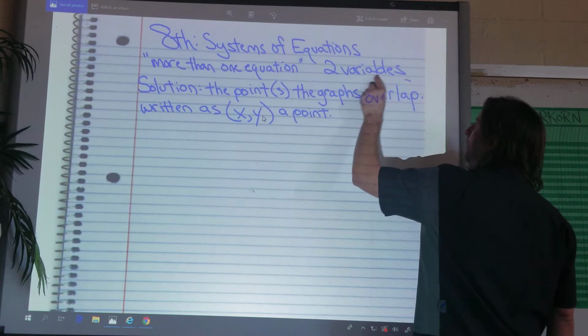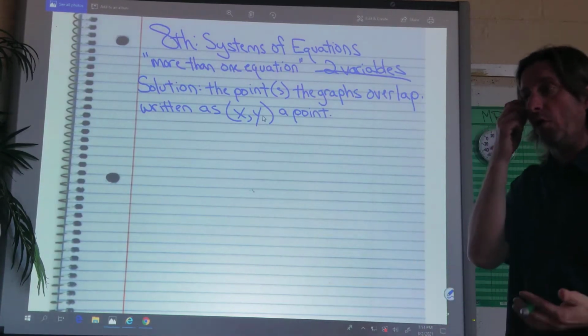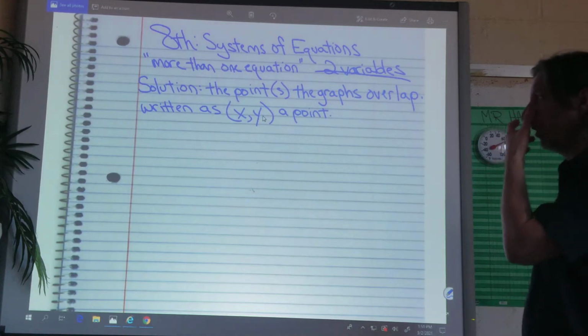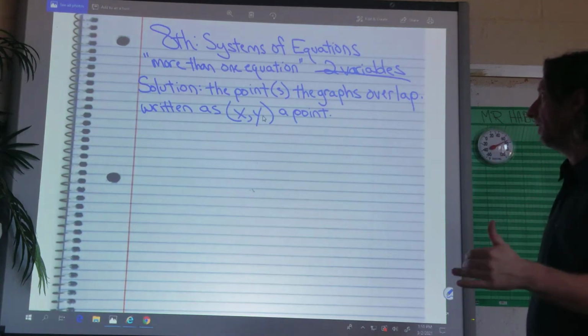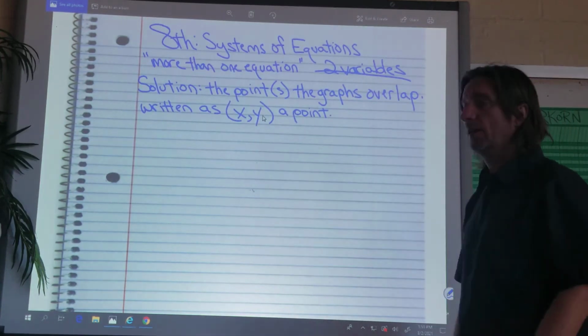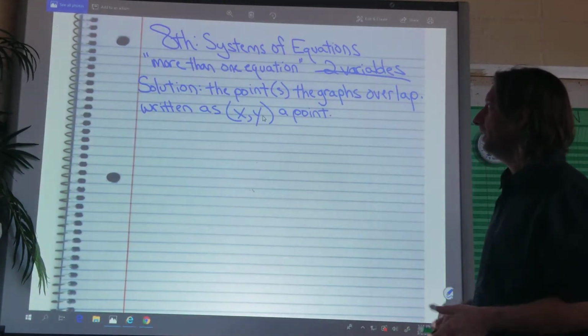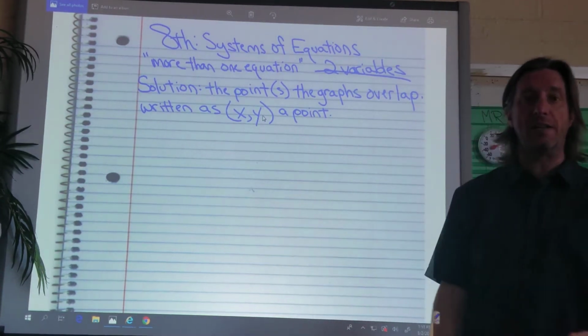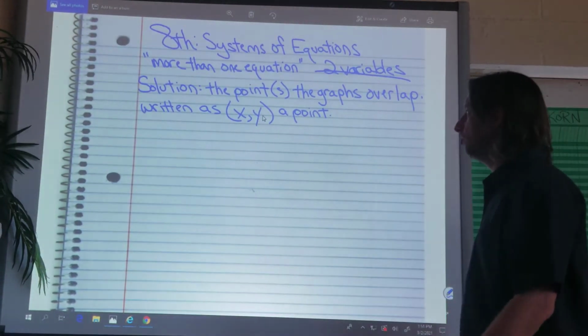Which means if you graph them, they're going to make more than one point, okay? So they have two variables, they're going to make a line or a curve, but we're just doing lines. They're all going to have two variables, x and y. And when they ask for the solution of this, they're always asking for the point where the two lines cross, all right? So that's the main thing here.